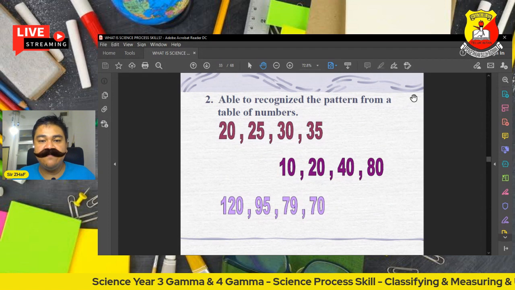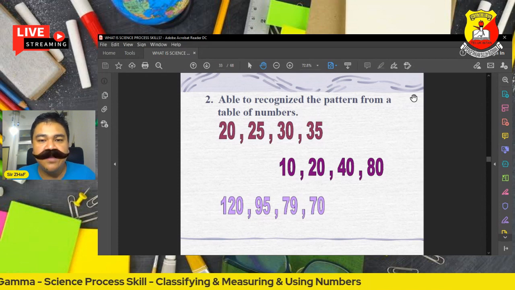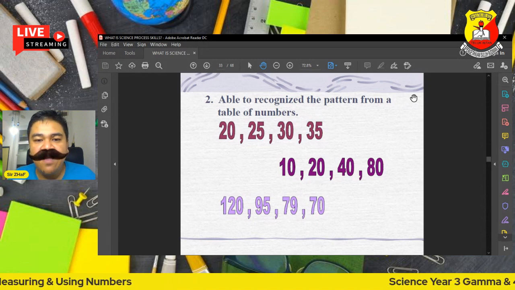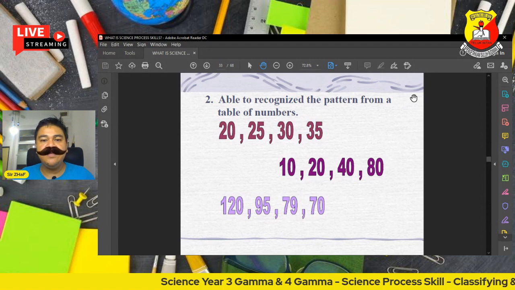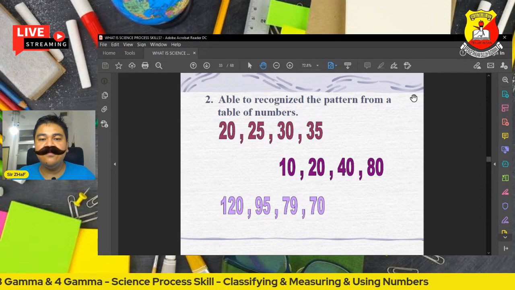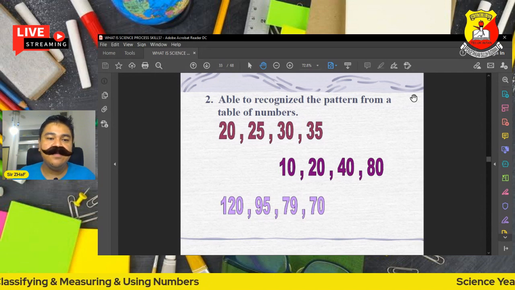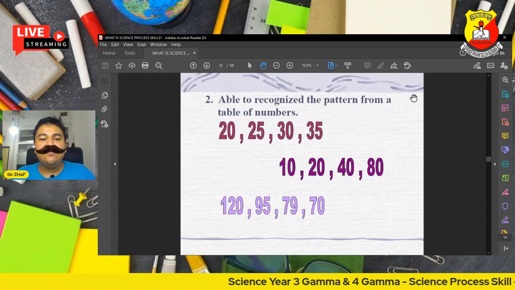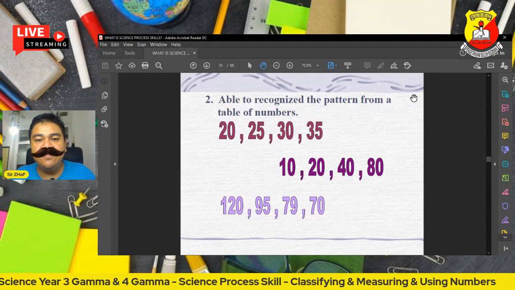20, 25, 30, 35. If you are able to recognize the pattern, what is the number after 35? So you are predicting it based on the pattern of the numbers. The number after 35 is 40. Why is it 40? Because the numbers are 20, 25, 30, 35, and then when you add another 5, it is 40.